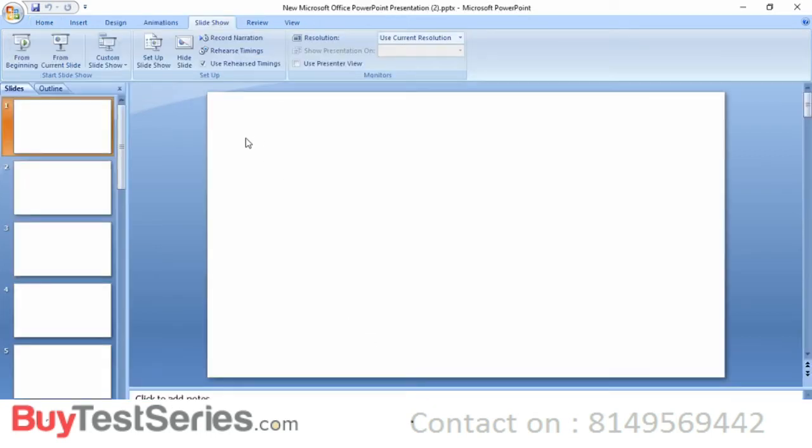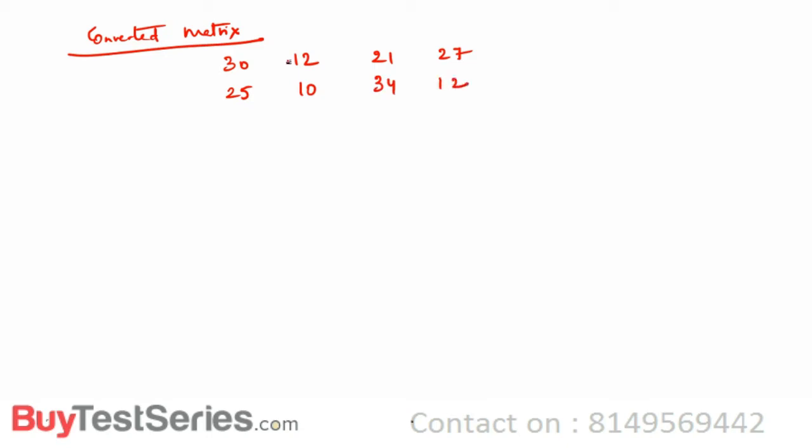Is that clear? Chalo. Now the converted matrix: 30, 12, 21, 27; 25, 10, 34, 12; 0, 19, 20, 23; 19, 12, 14, 28. Got the point, Anna? So this is the converted matrix. Now, how did I do this? I just picked up the highest number from that particular matrix, which was 38, and from 38 I reduced the whole matrix. Now I've got the converted matrix.